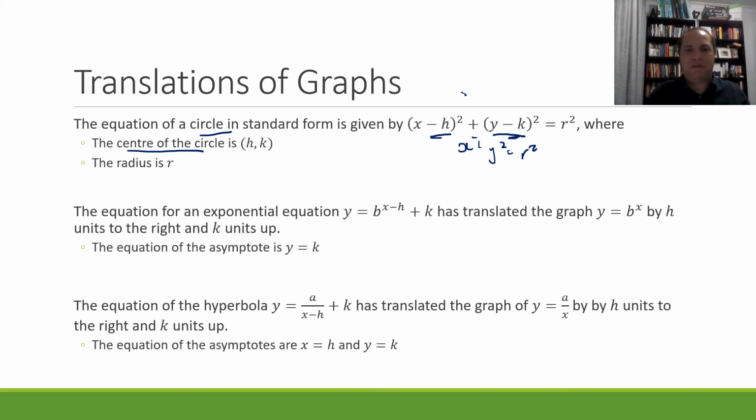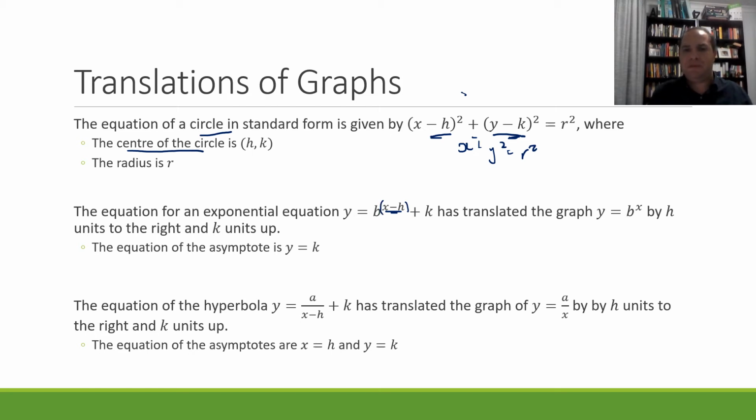Now for our exponential equation, y equals b to the power of (x minus h) plus k. Once again, h is the opposite of what it appears in the power because it's right next to x. Really, it's in brackets. There's invisible brackets there around that power.